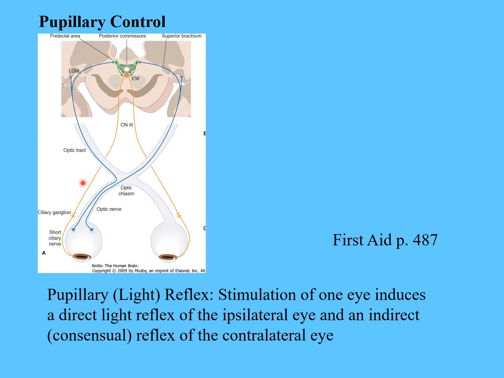Damage to the optic nerve on one side would affect pupillary response, which would be diminished in both eyes, while damage to the posterior commissure would result in a normal direct reflex, but a blocked consensual reflex. And we'll see some elements of that.